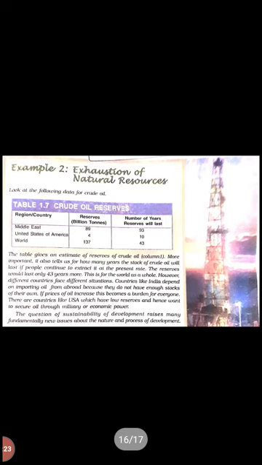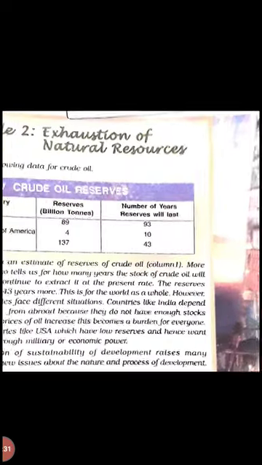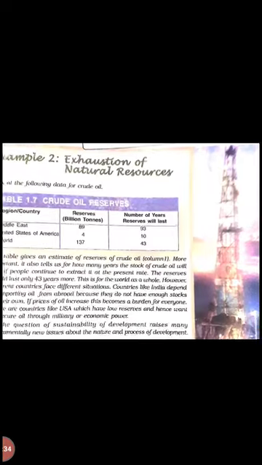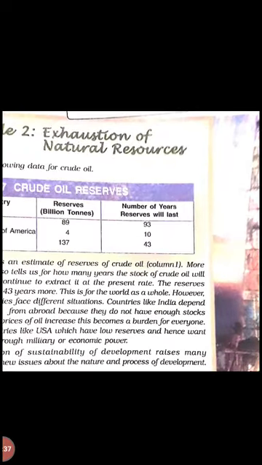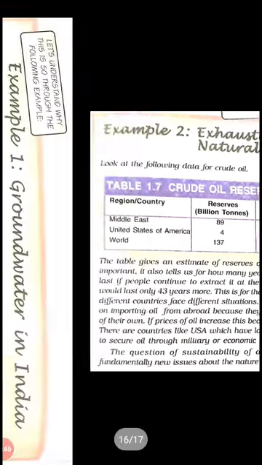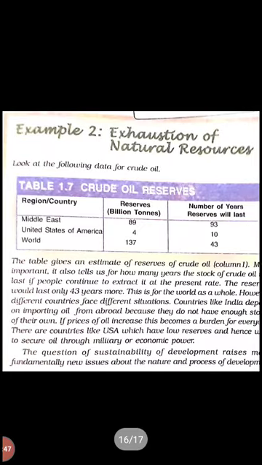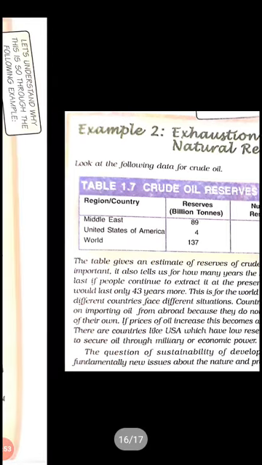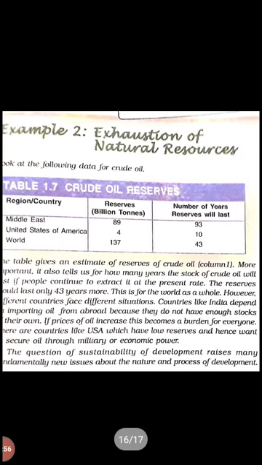And now we have the second example, that is exhaustion of natural resources. Here is a table which shows crude oil reserves. The Middle East has 89 billion tons as reserve of crude oil, which can be used for 93 years only. And the United States of America has 4 billion tons, which can be used for the next 10 years. And all over the world, reserves are 137 billion tons, which can be used for the next 43 years.